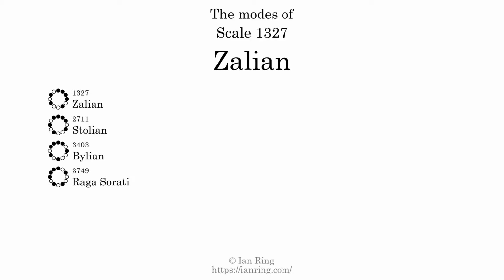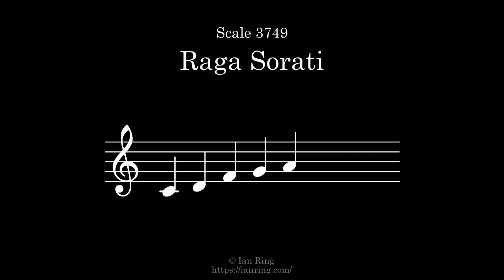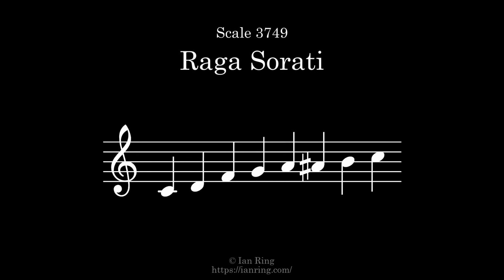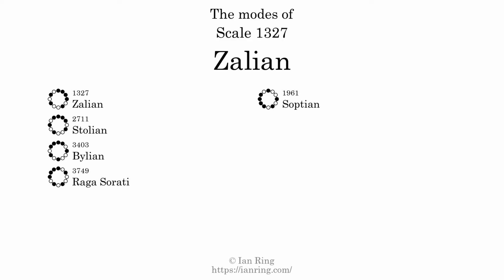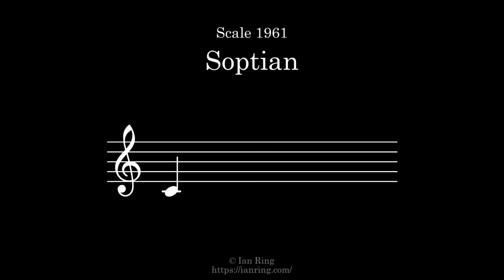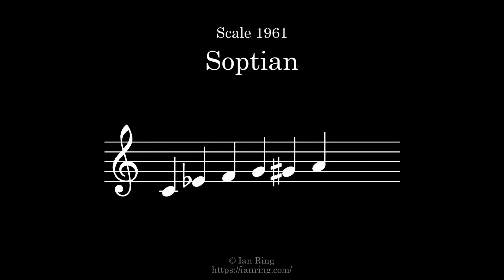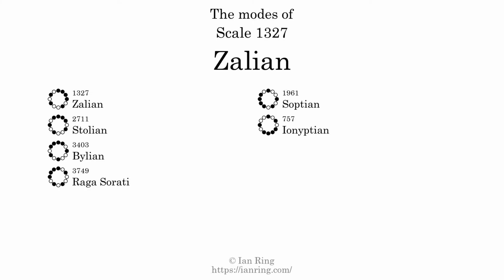The fourth mode is scale 3749, also known as raga surati. It sounds like this. The fifth mode is scale 1961, also known as option. It sounds like this. The sixth mode is scale 757, also known as inoption. It sounds like this.